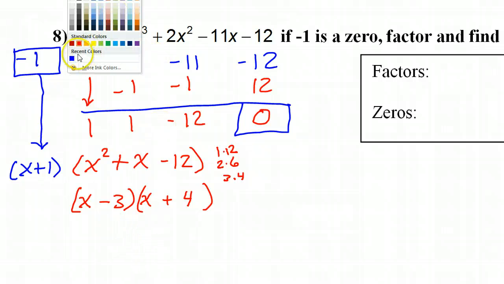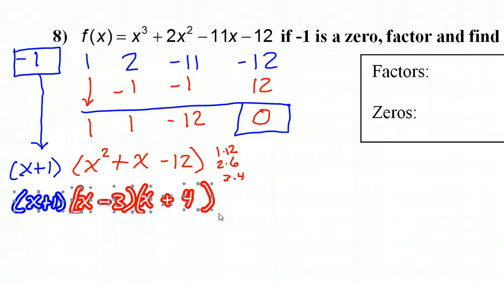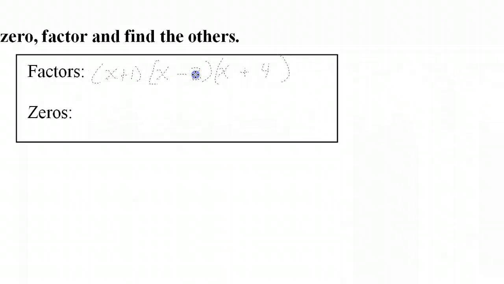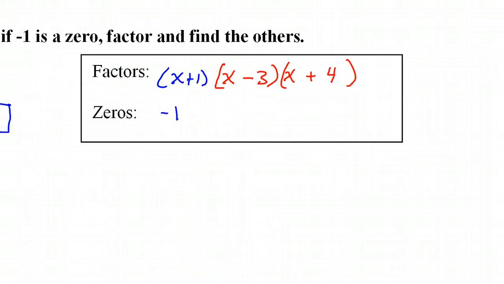All right, and I'm just going to bring down the x plus 1 factor. So this is my factored form. All right, so I'm just going to literally copy it and bring it over here. Okay, from this, I get that 0 of negative 1, all right, that they gave us from the start. From this, I get a 0 of positive 3, and from this, I get a 0 of negative 4.